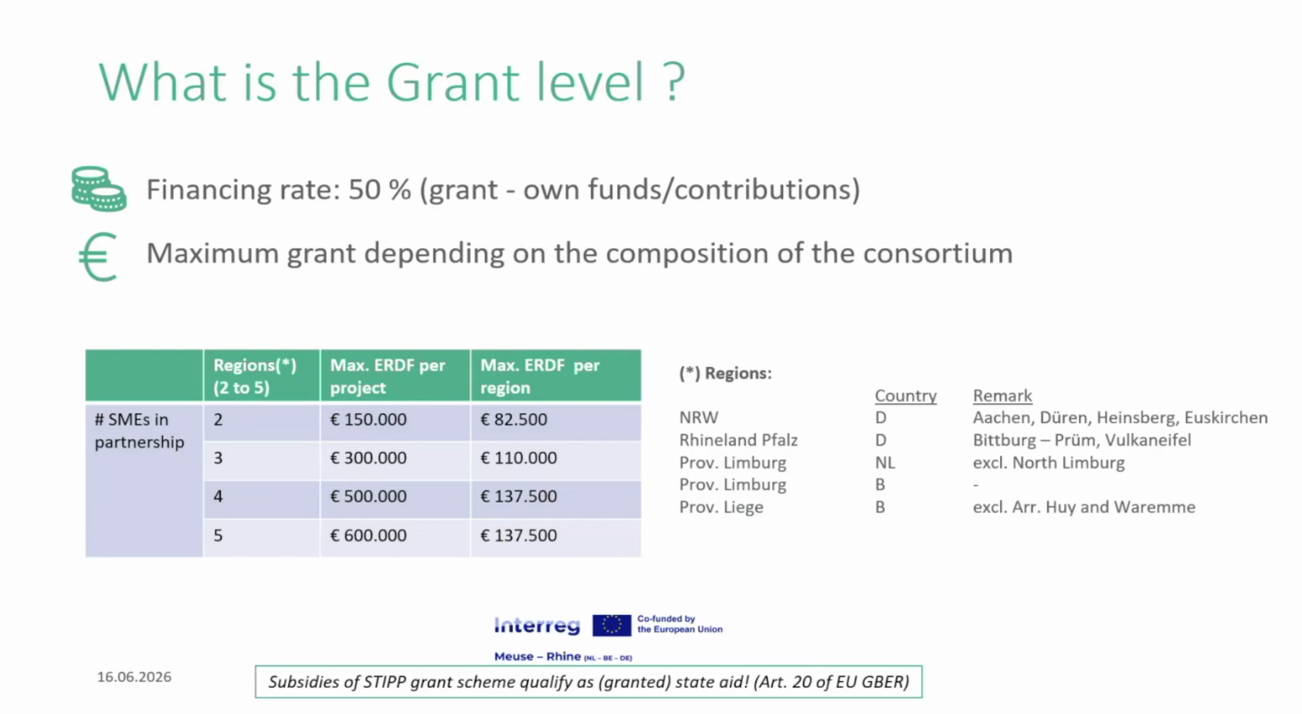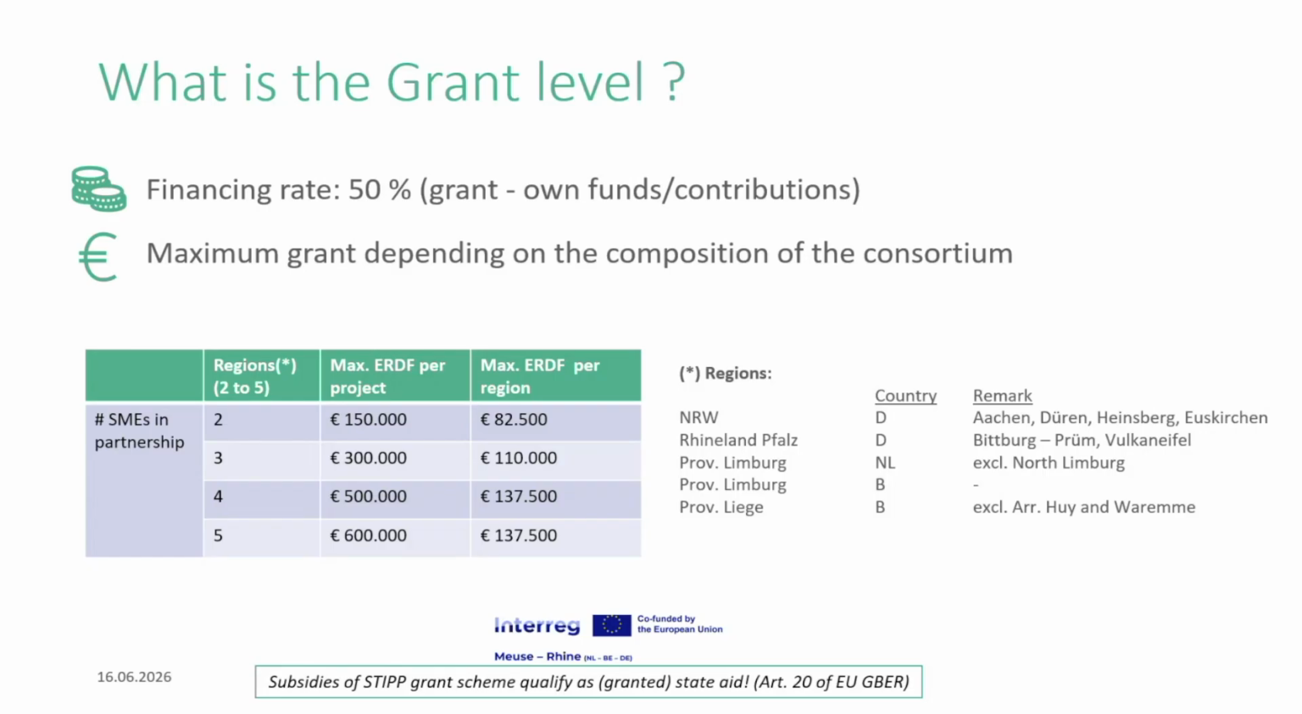We saw that we could make some improvements in the grant scheme, and there are also the largest changes, I think, for Call 4, because we try to simplify this table a bit for you. So how much money is involved within STIPP projects? You can still have a 50% grant of your project costs. This also means that you still have to bring in 50% of the own funds, but we have a maximum grant depending on the composition of the consortium, and this we simplified a bit.